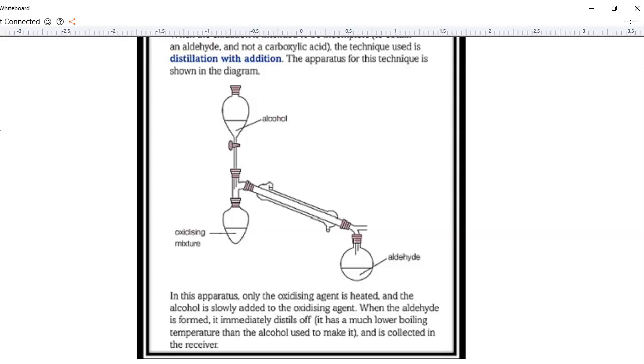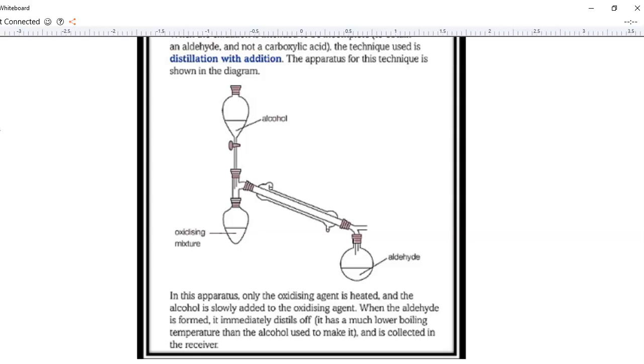So you can see, if we want to prepare aldehyde from primary alcohol, we need to use this whole apparatus. We do not mix alcohol and oxidizing agent directly in a container. We do not heat them directly in a container. Instead, we use the oxidizing agent in a flask and add alcohol from the top, and as soon as they react together, we immediately distill the aldehyde, right? I hope you understand the difference.